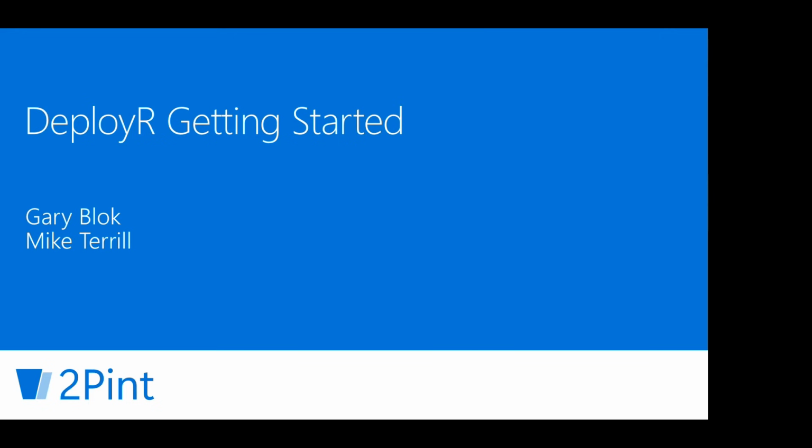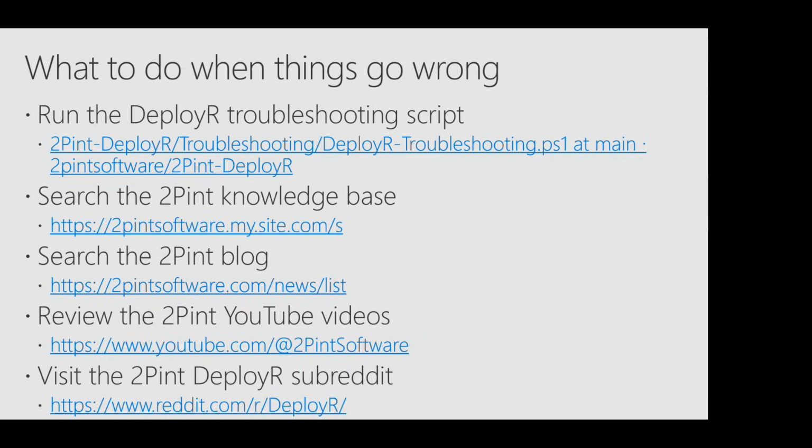And other things that you can be doing when you do have issues: so what do you do when things go wrong? We have the troubleshooting script that I showed. We have a knowledge base and different documentation. The YouTube videos are great; they'll walk you through step by step getting it set up. And then we have subreddits too. So feel free to use the forum and use the power of the community to help get through things. With that, we can start looking at Q&A.